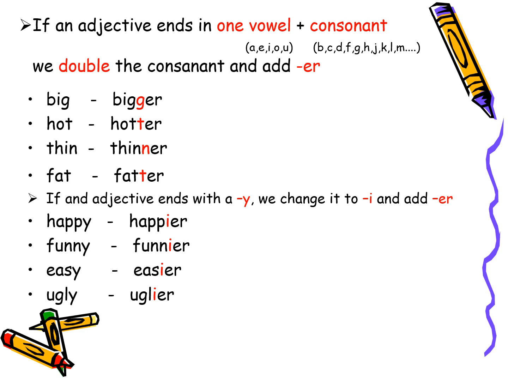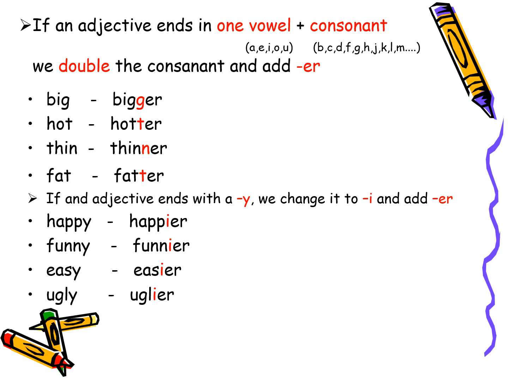So if an adjective ends with a Y, we change it to I and add -er. For example, happy, happier. Funny, funnier. Easy, easier. And ugly, uglier.